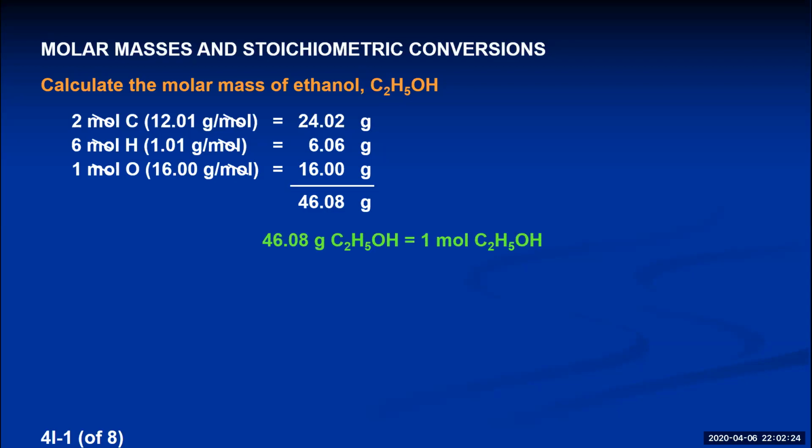So it gives us this equality statement: 46.08 grams of ethanol equals 1 mole of ethanol. And the most significant thing about that conversion factor, or that equality statement, is it allows us to convert between grams and moles for any chemical substance.